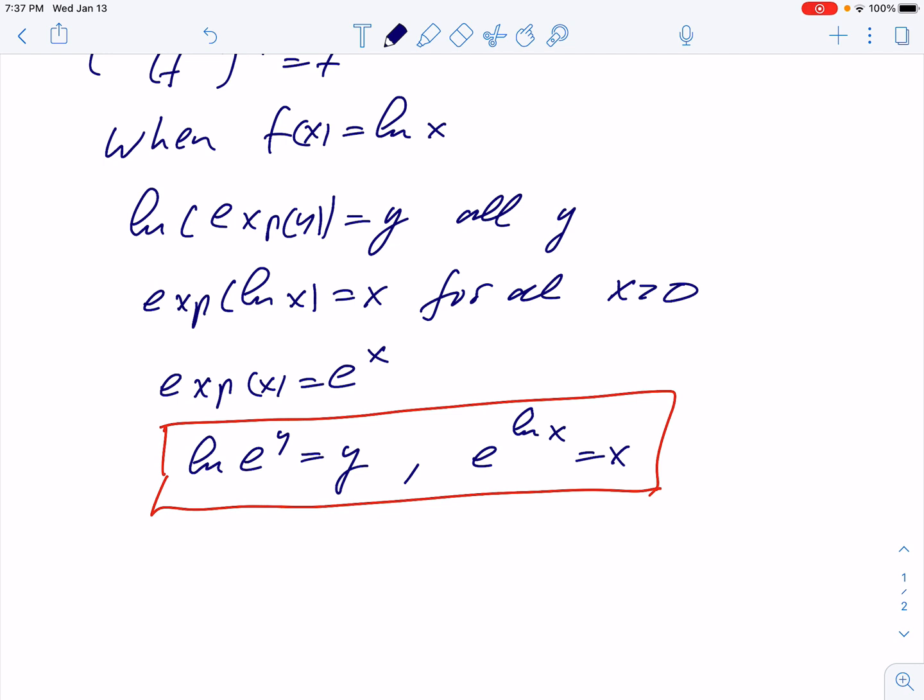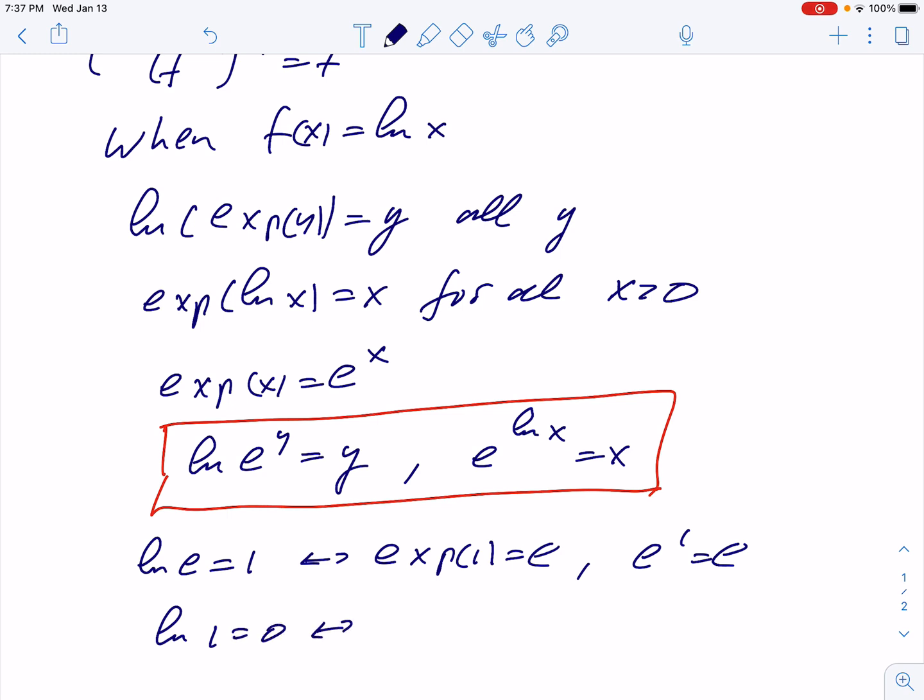Also, remember that natural log e equals 1, and then the exponential brings 1 to e, so exponential 1 equals this number e, which actually we can write this way, and also logarithm 1 equals 0, which means exponential 0 equals 1.